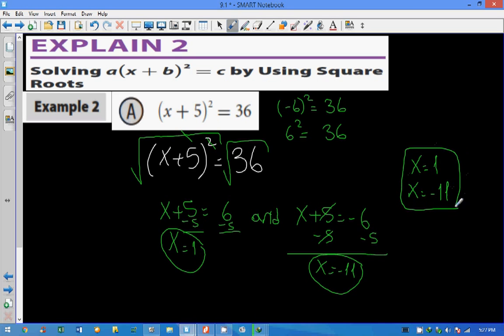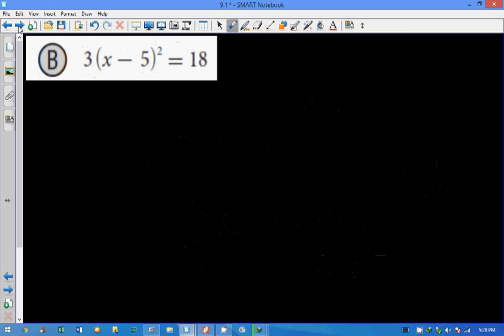When you check your answer, let's put 1 over here: 1 plus 5, which is 6, to the power of 2 is 36. If x is negative 11, plus 5 is negative 6, to the power of 2 is 36. So let's take a look at another problem.